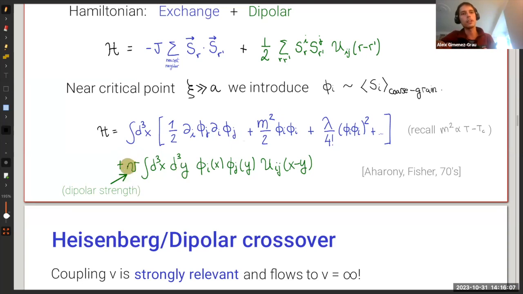So in fact, it's going to increase like a power law in the infrared. As you keep going in this RG flow, this V is going to get larger and larger, and eventually this term is going to dominate over this other term. That's what I mean when I say that this coupling V is strongly relevant.